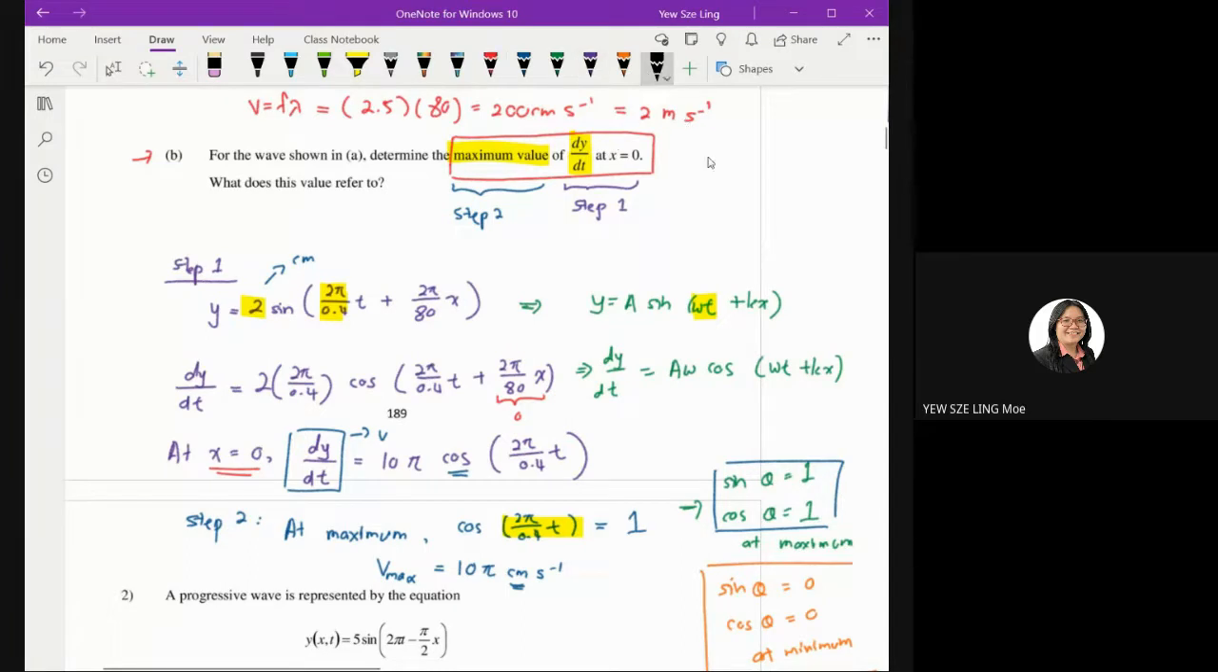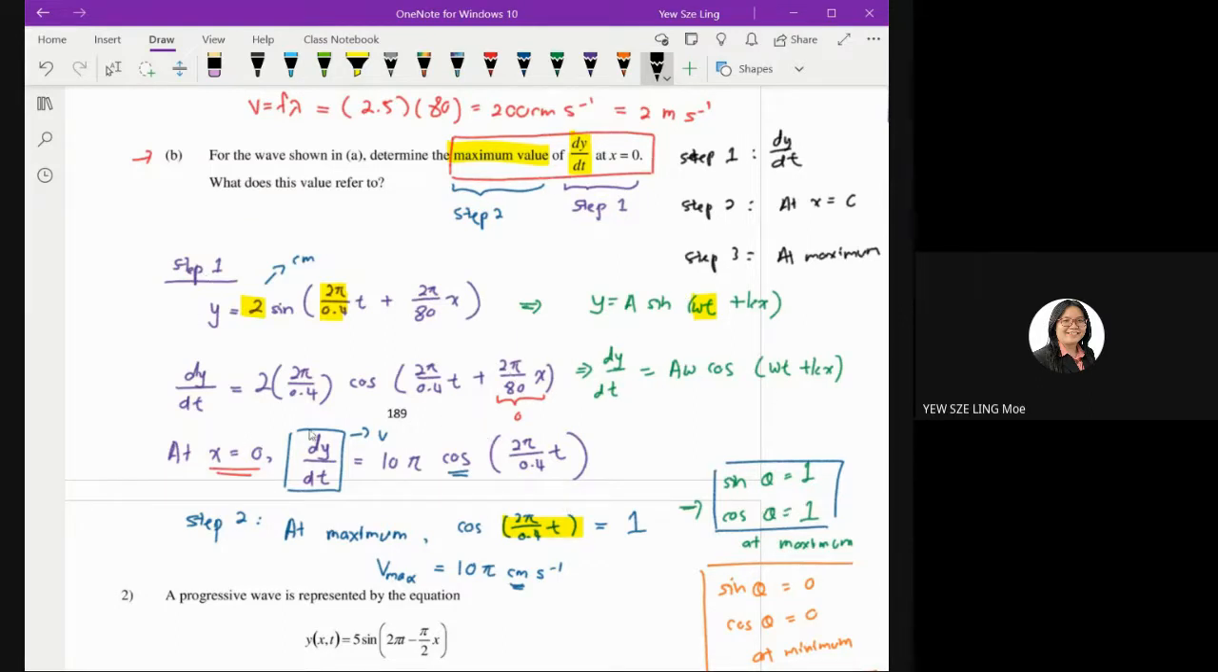Which 3? Step 1, you differentiate first dy over dt. Then step 2, you find out what is the value at x equals to 0. And then step number 3, what happened at maximum? So this is how we solve it. So 5 minutes for you to write it down, including all the differentiations, including what happens in every step.